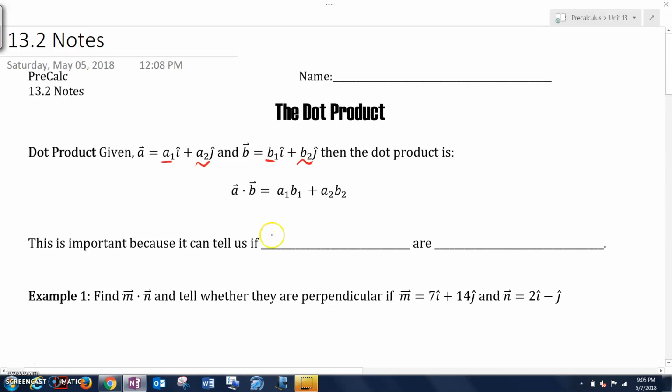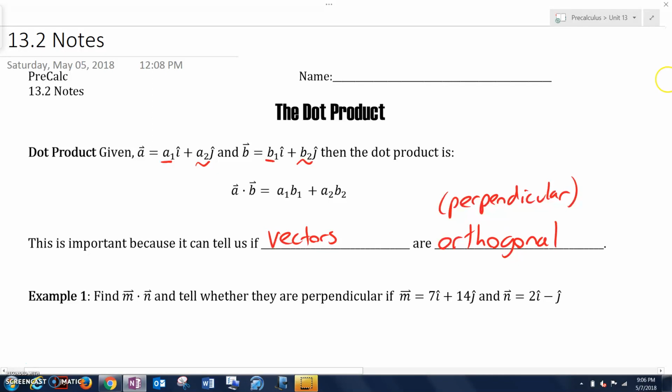It's important because it tells us if vectors are orthogonal. Now you might be wondering what the heck is that? Orthogonal. So that basically is a fancy word for perpendicular. Okay, so it's just what they use for vectors. When they talk about vectors being perpendicular, they call them orthogonal.